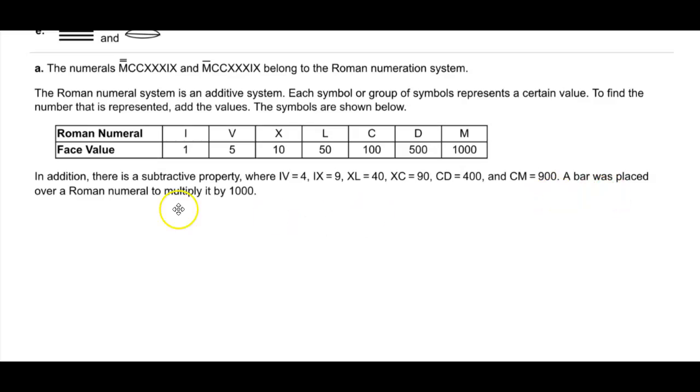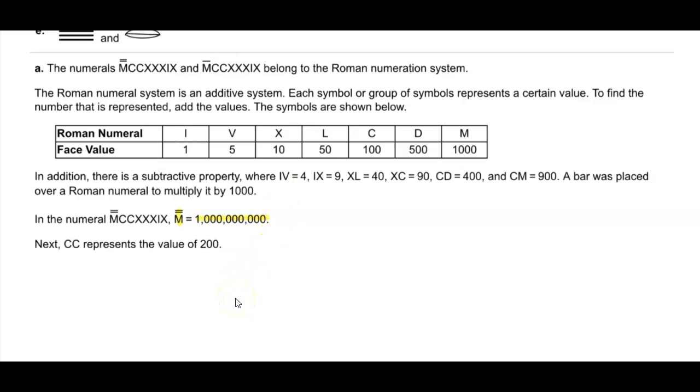Now a bar was placed over a Roman numeral to multiply it by 1000. So if we take a look at the Roman numeral for M that has 2 bars on it, if we take 1000, that means we have to multiply it by 1000 times another 1000, which therefore gives us the following value. We can see that that M with the double bar above it is 1 billion.